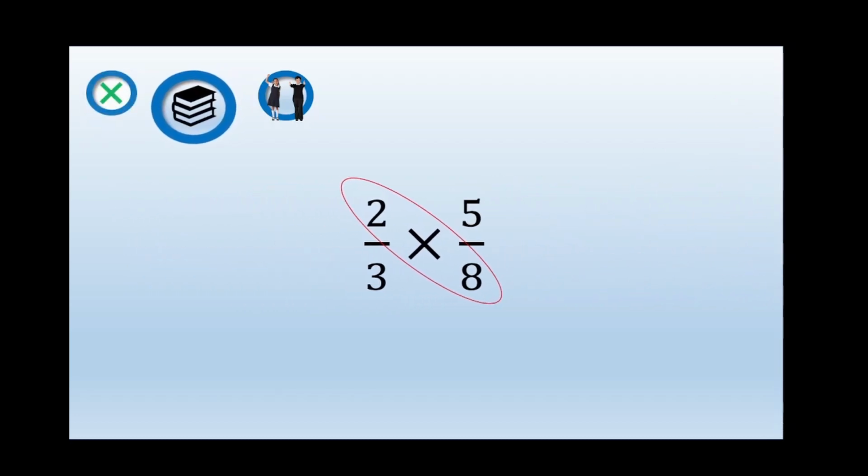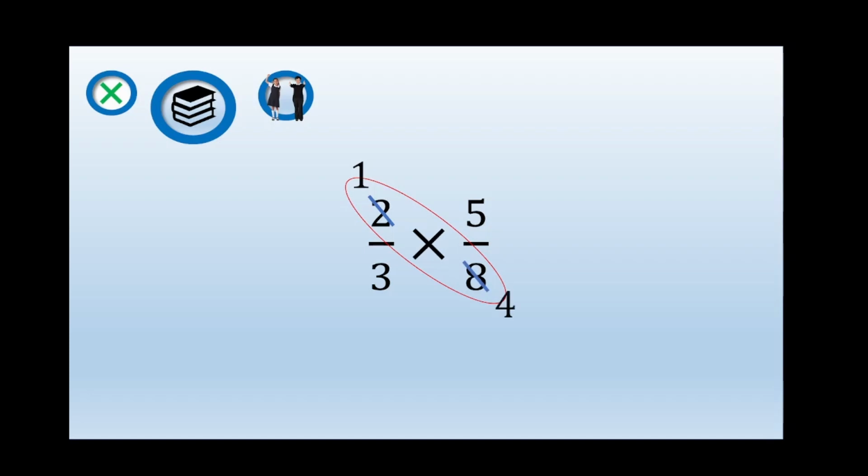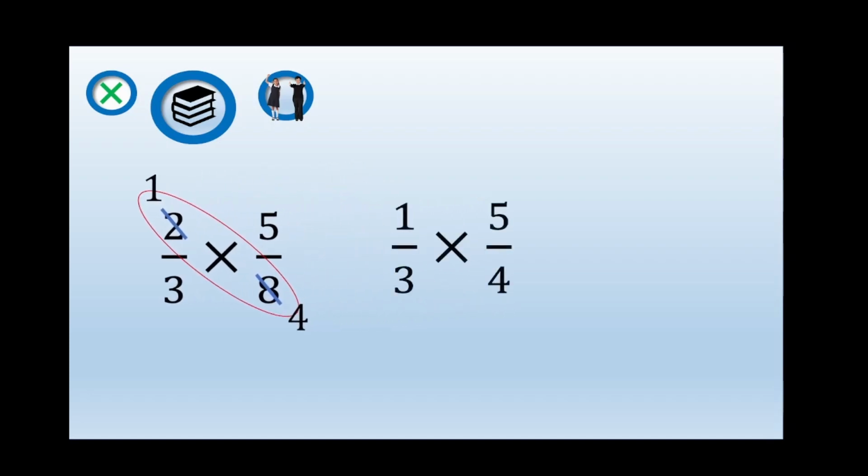Let's now have a look at a method. So I'm just going to take my first example here, and I've got 2 and 8, and they're in the 2 times table. So what can I do? Well, let's simplify that. 2 goes into 2 once, and 2 goes into 8 4 times. Now when I've done that, you can rewrite it like this. Where I had the 2, I rewrite it with a 1, and where I had the 8, I rewrite it with a 4. So I've got 1/3 times 5/4.